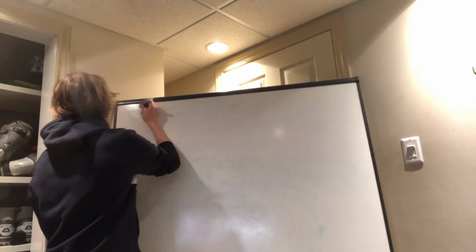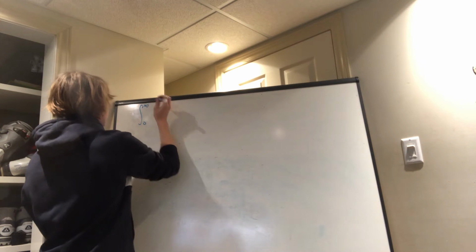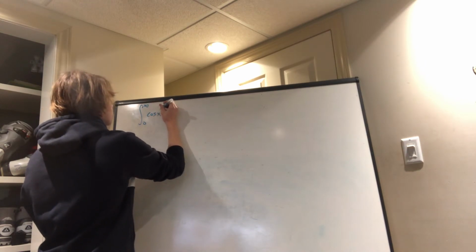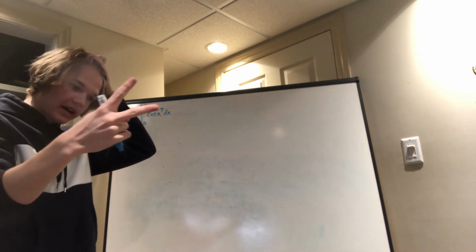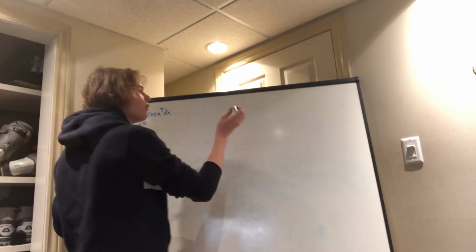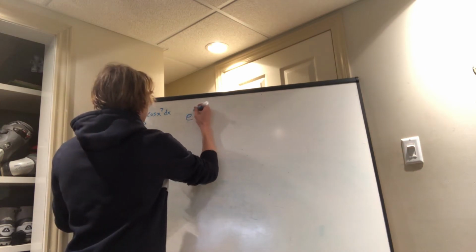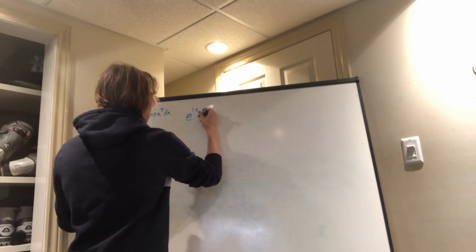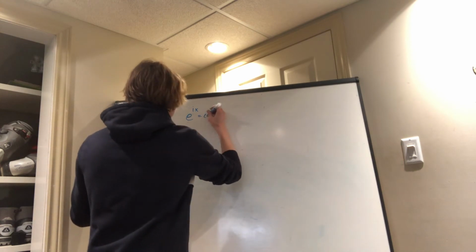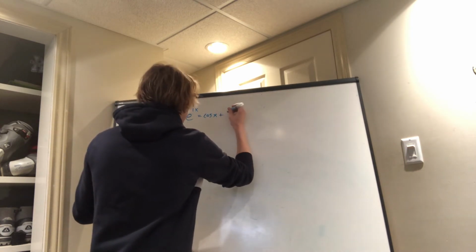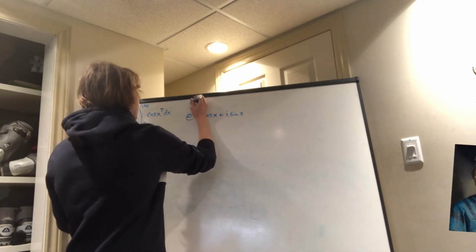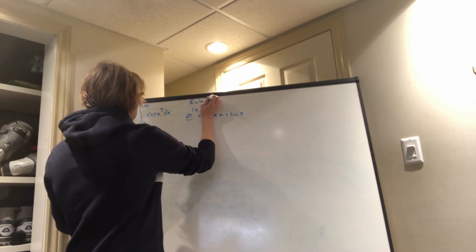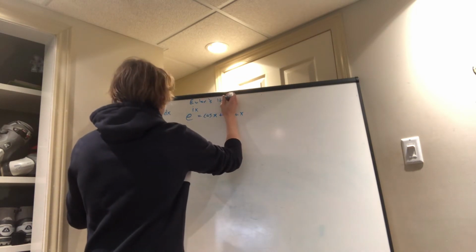Okay. So, we want to find the integral from 0 to infinity of cos x squared dx. We're going to use two well-known facts. The first one is that e to the ix equals cos x plus i sine x. And that's pretty well known. It's Euler's identity. And I'll do a video on it in the future, basically proving it.